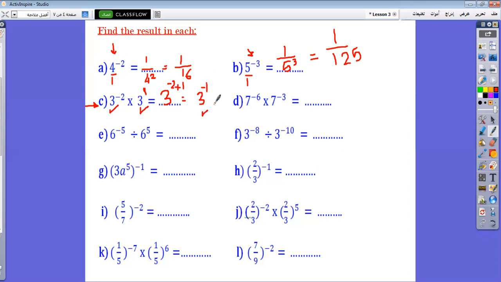After getting the answer, you should simplify it. 3 power negative 1 will be what? 1 over 3.